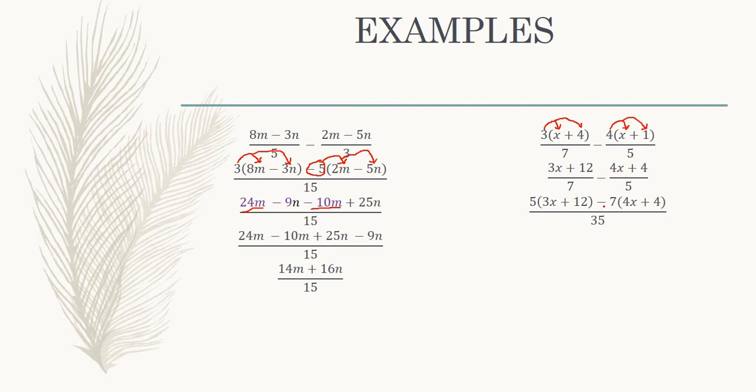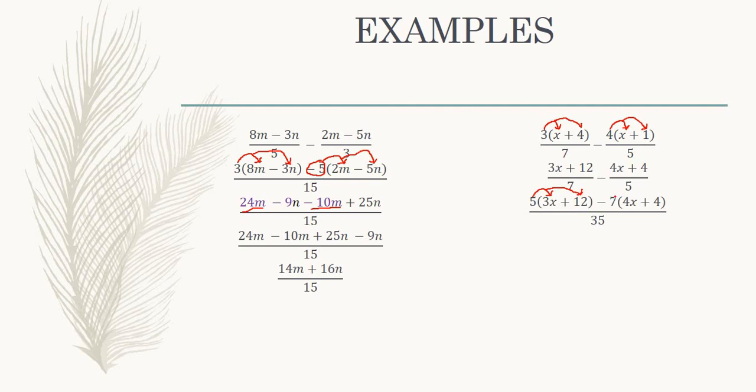Go back your subtraction sign. Then ask yourself, how many groups of 5 can you get out of 35? That would be 7. What should you do with the 7? Take the 7 to multiply the numerator, which is 4x plus 4. Now from here again, what you're going to do is to use up your distributive law again. So what you're going to do, you're going to take this 5 to multiply the 3x. And then you're going to take the 5 to multiply the 12.